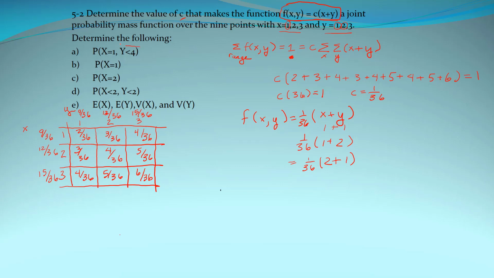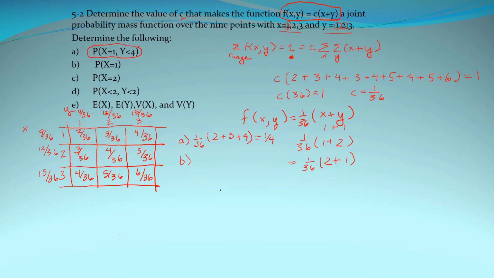Because look, the first one says the probability of x is equal to 1 and y is less than 4. Well, that means y is 1, 2, or 3, and it's only the first row. So that's pretty straightforward. Let's write it out. A is 1 over 36 times, well, let's see, we've got 2, 3, and 4. 2 plus 3 plus 4. And if you calculate that all out, it's just 1/4. Well, that's pretty easy. What about part B?